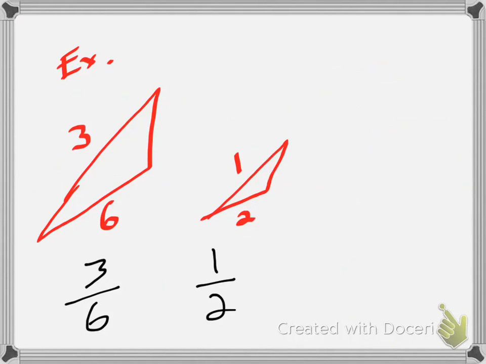Well, 1 over 2 is already reduced, so let's see if we can reduce 3 over 6. 3 goes into 6. 3 goes into 3 one time, and 3 goes into 6 two times. It reduces. So these two triangles are considered proportional.